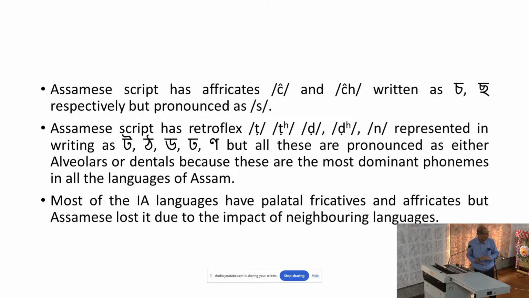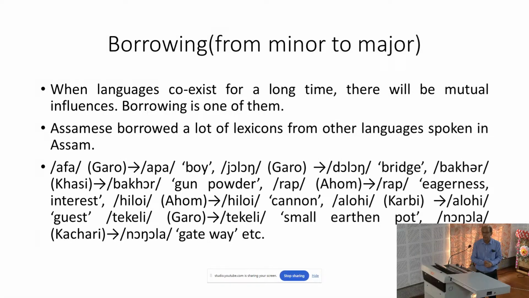Okay. Similarly, जितने सारी इंडोरियन लैंग्वेजेस हैं, सभी में पैलेटल फ्रिकेटिव्स हैं, एफ्रिकेट्स हैं, बट अगेन असमिस में नहीं है. क्योंकि it's because of the influence of the Tibetan languages. So these are the influences, right? Whatever we said about Assamese from other languages. Because the languages are in touch, in contact with each other, so there is a mutual influence.